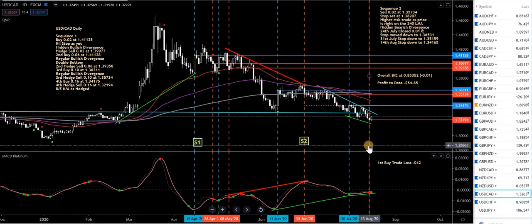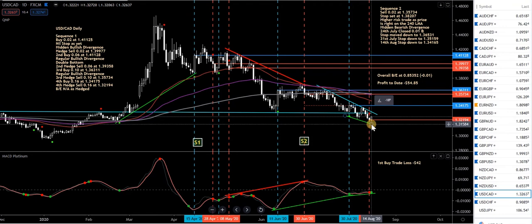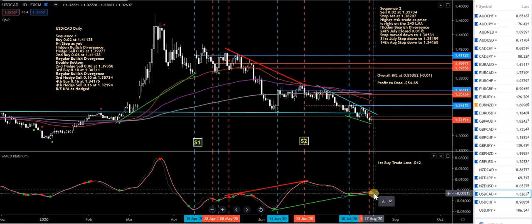And now we've got regular bullish divergence possibly forming. Oh, sorry, there goes my alarm. So I'm not sure if we'll get another buy as the MACD Platinum's below the zero level.